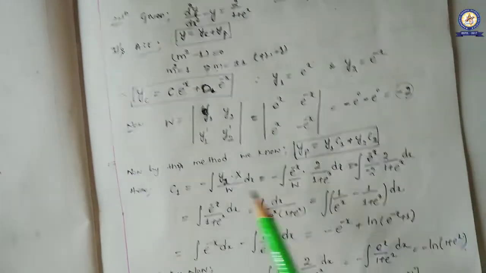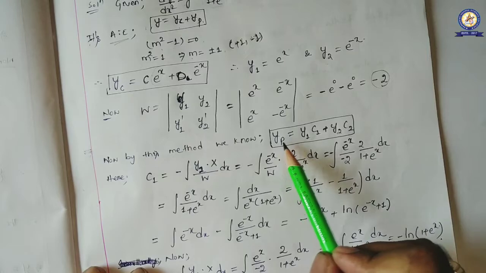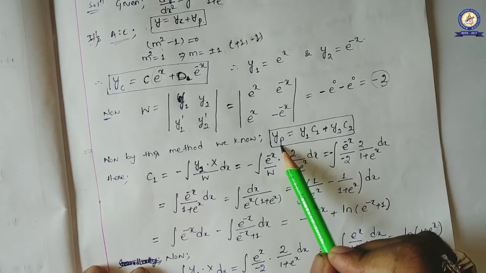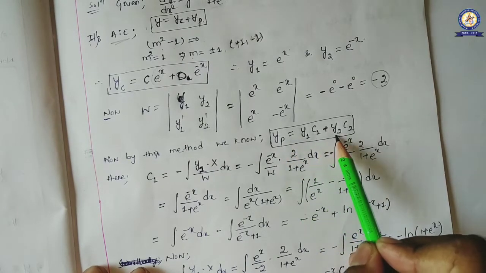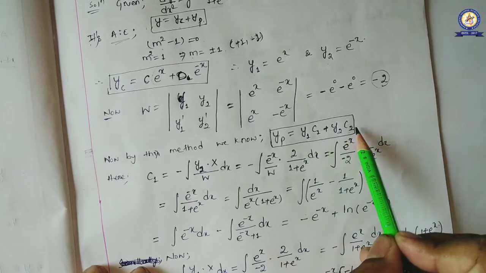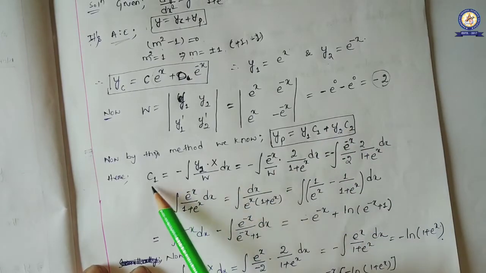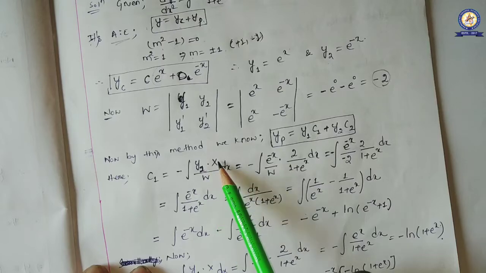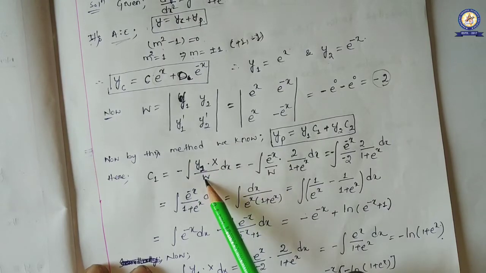Okay. Now we have to find yp. Yp, the particular integral, is nothing but y1 c1 plus y2 c2. Now we have to find c1 and c2. Here c1 is nothing but minus integral of y2, the source function, divided by the Wronskian, into dx.